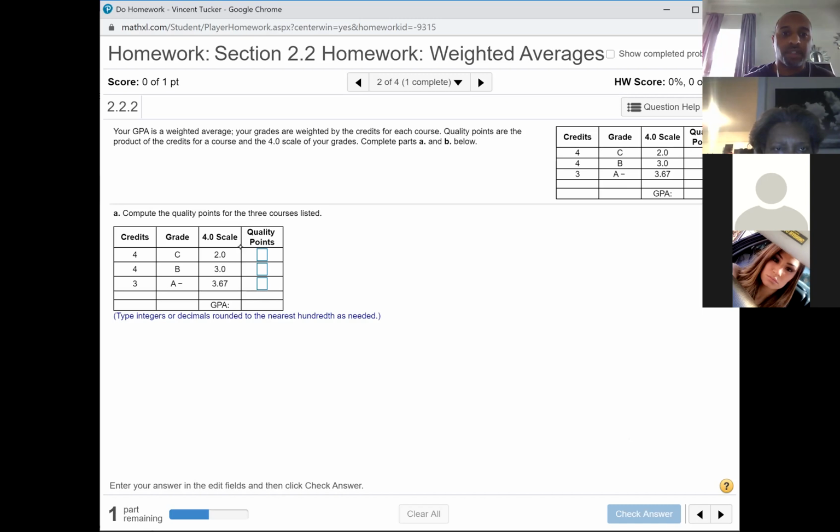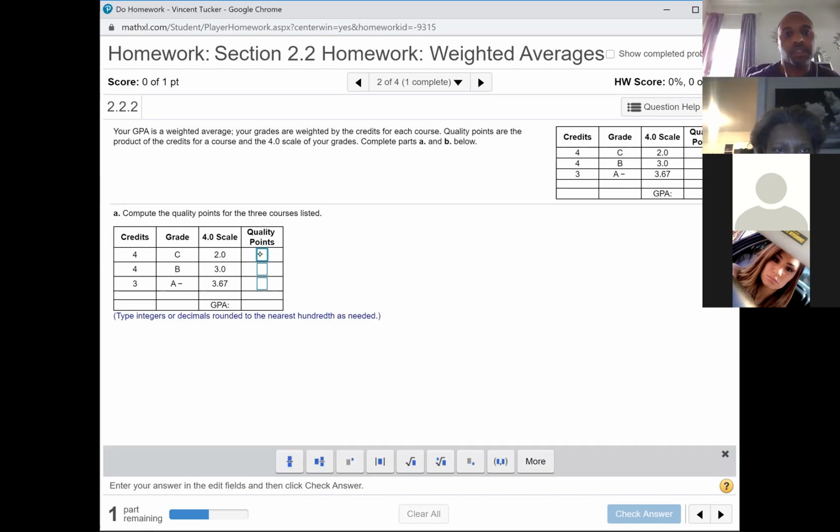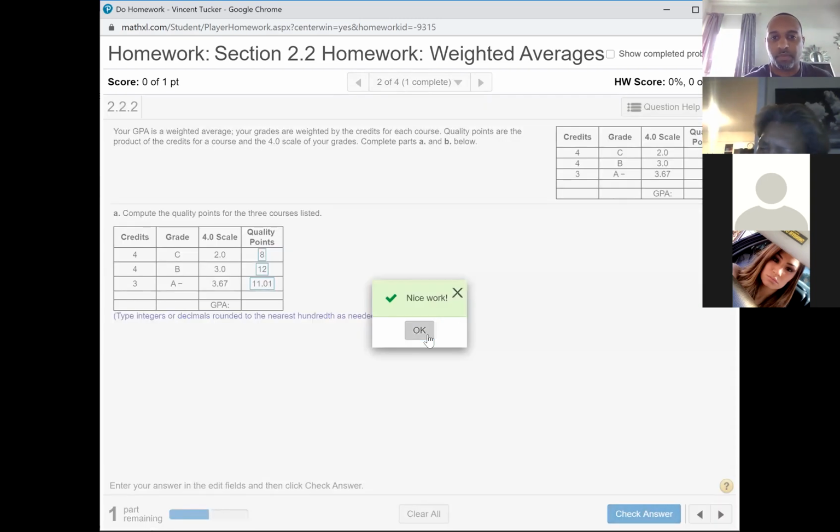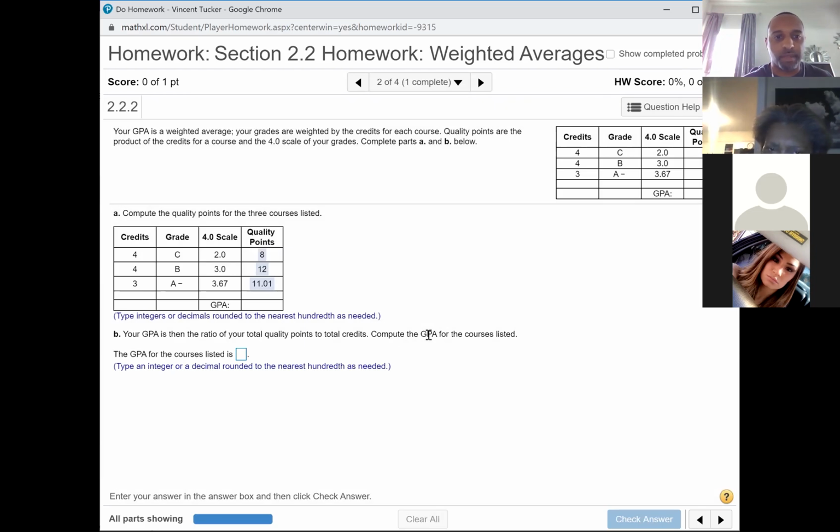So in this first column on the quality points, we'll be doing 4 times 2, which should be 8. So you have 4 credits, 4 times the 2 is weighted at 8. Same thing here, 4 times 3 will be 12. And then the next one, you got 3.67 because you got an A minus. 3.67 times 3, so that's 11.01. All right, everybody good with that?